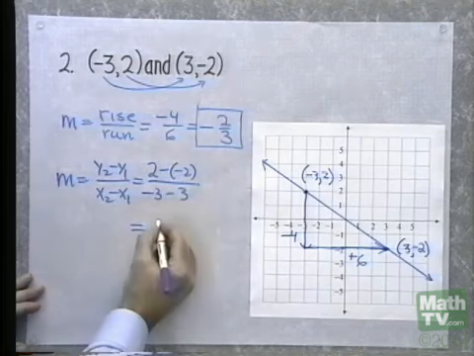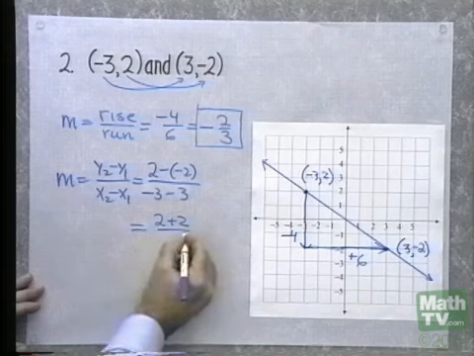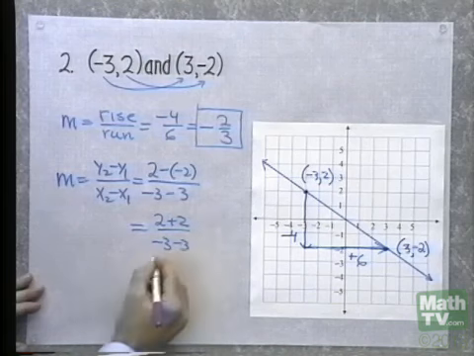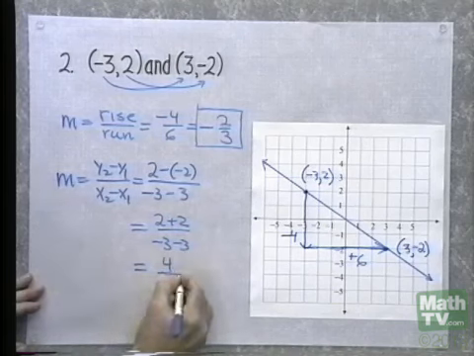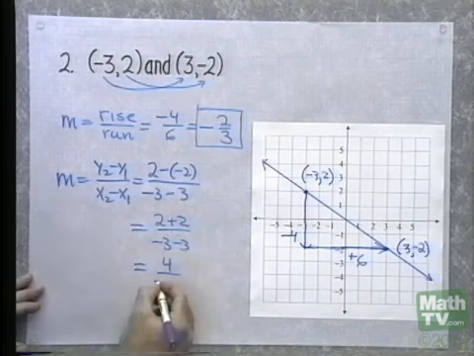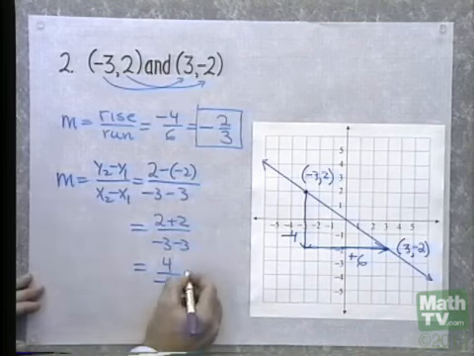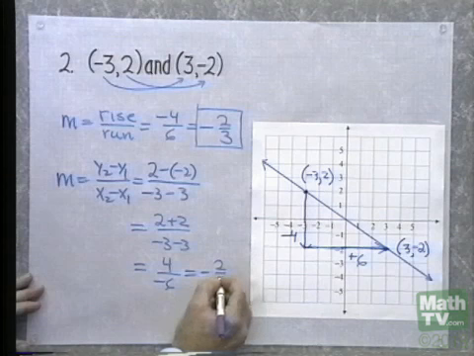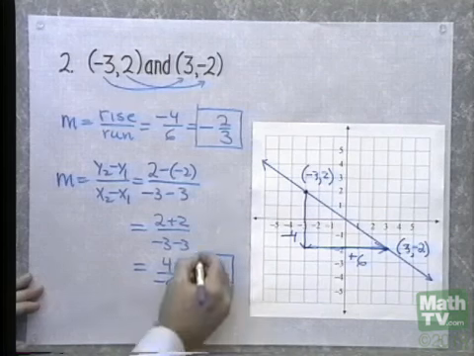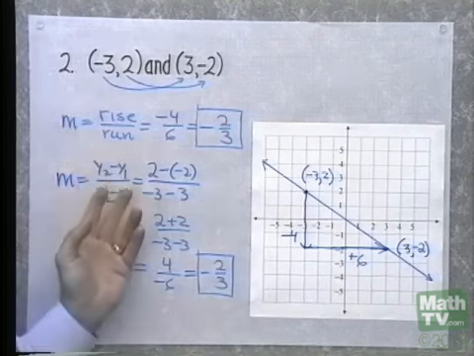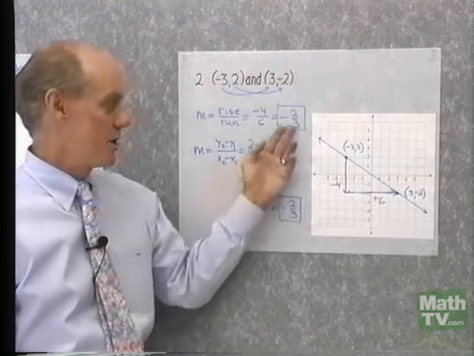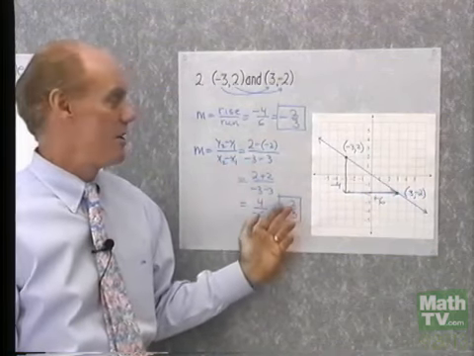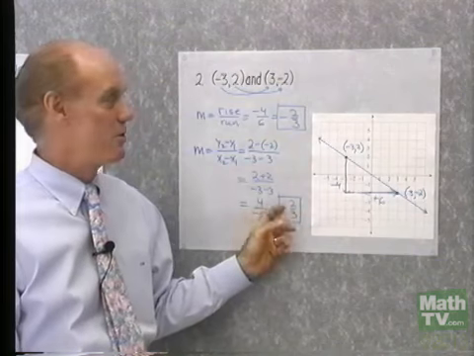Is that going to come out right? 2 plus 2 over -3 subtract 3, and that comes out to be 4 on top. -3 plus -3 is -6. I get 4 over -6, and sure enough, that's -2/3. So my geometric definition for slope and my algebraic definition for slope give me consistent results. In both cases, this line turns out to have a slope of -2/3.